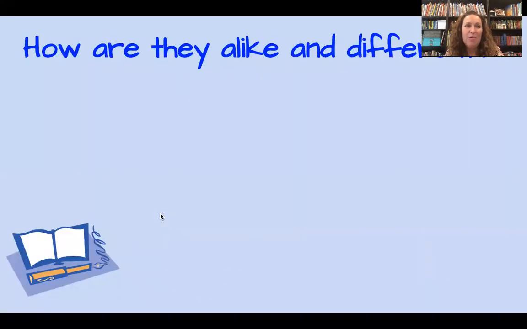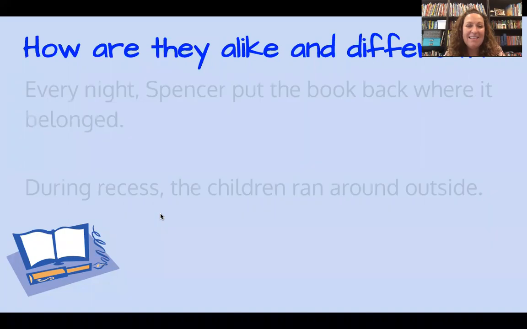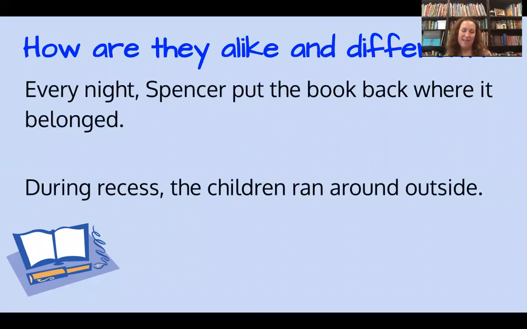Okay, so when we're looking at how the sentences are alike and different, our other sentence we want to look at is, "During recess, the children ran around outside." What do you notice is the same in those two sentences, and what do you notice is different?